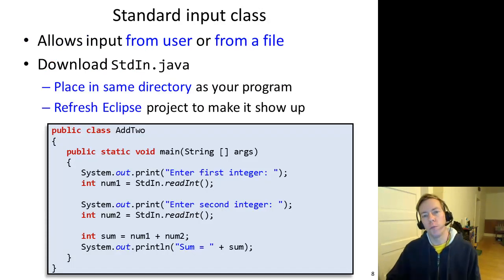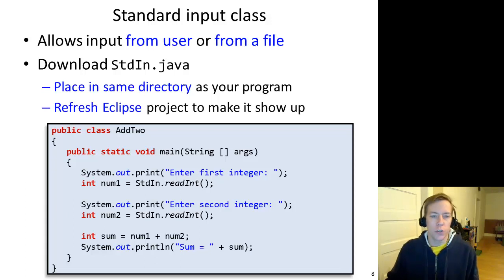To get input from the user, and as I'll show you, you can also get input from a saved text file, we're going to use a helper class called StdIn.java. So your textbook talks about it. You can download it from the course website or from the textbook website. It's just a helper class that makes it easy to get input from the user or from the file, from this thing called standard input.